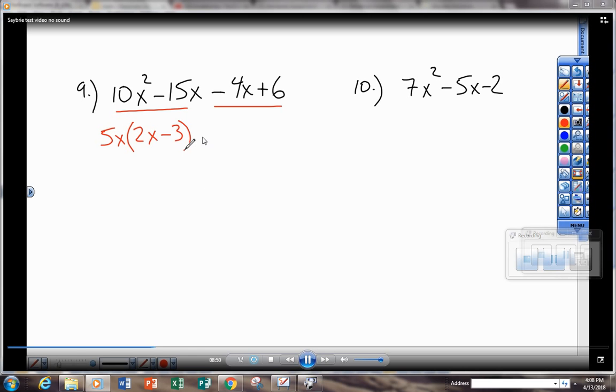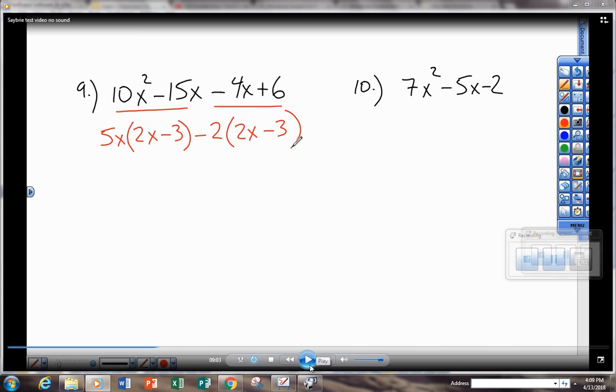Next, put the minus there. And for these two, the biggest number that comes out is 2. There's no x there because they don't both share an x. And then inside there it has to be 2x minus 3. Because again, negative 2 times 2x would give you negative 4x. Negative 2 times negative 3 would give you positive 6.